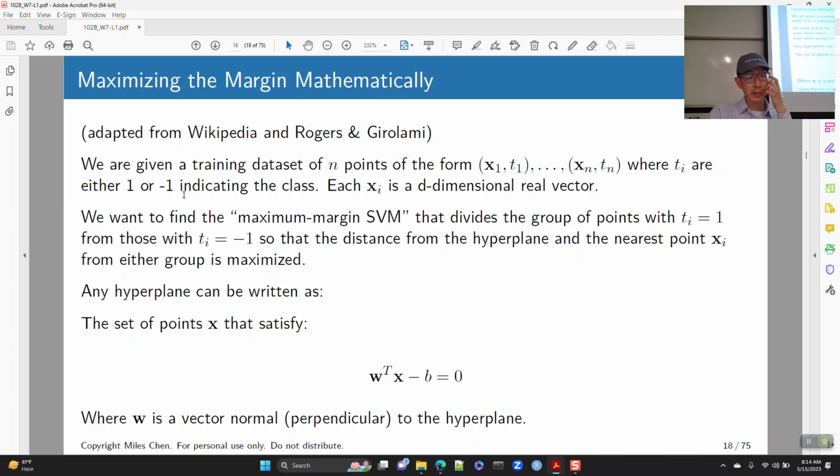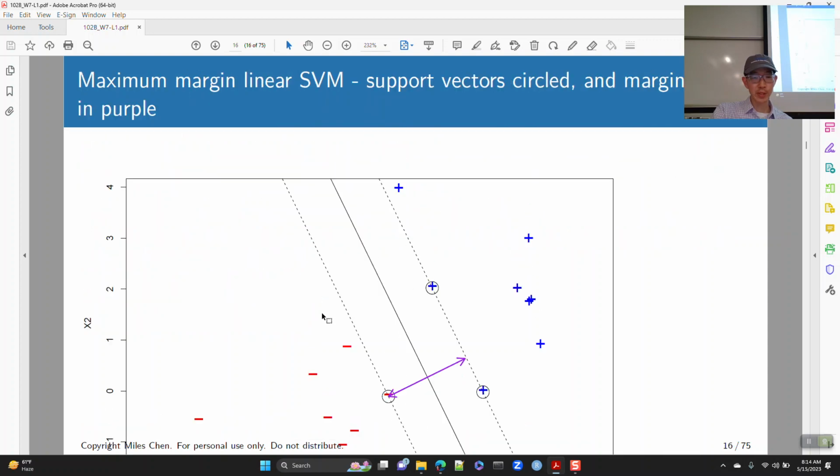So we have two classes. One side is positive, one side is negative, right? And what we want to do is find the maximum margin SVM that's going to divide the points, so that on one side you have all the positive cases, on the other side you have all of the negative cases. And we want to maximize the distance from the nearest points to that border hyperplane, right? So we're going to search for this line in the middle, so that the distance from each point to this line is going to be maximized.